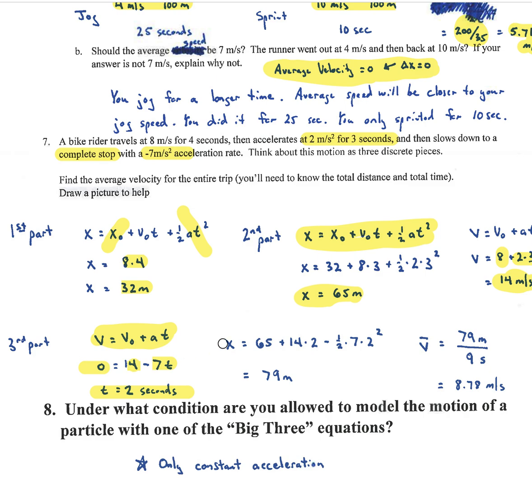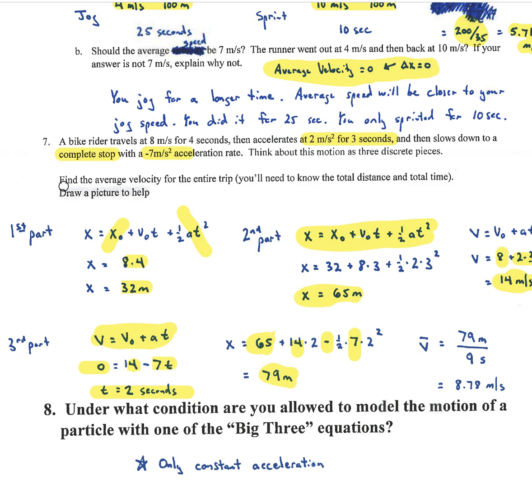So then we go to the position equation. Okay, so starting the third part, we have an initial position of 65. That's where we ended up. We had an initial velocity of 14. That's how fast we got to. And we're going to slow down, and it's going to take 2 seconds. So the minus for a negative acceleration, the acceleration rate is 7, and we're going to do it for 2 seconds. So if you plug that into the position equation, you're going to get 79 meters, which means after this entire story, we ended up to the right, 79 meters, and we are now stopped.